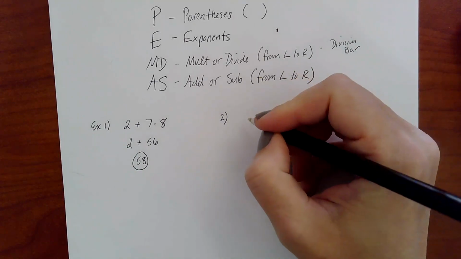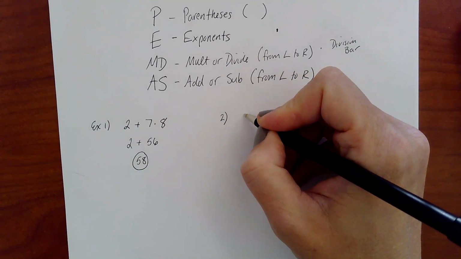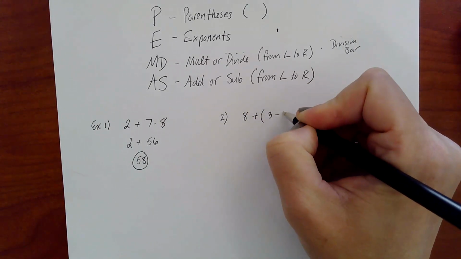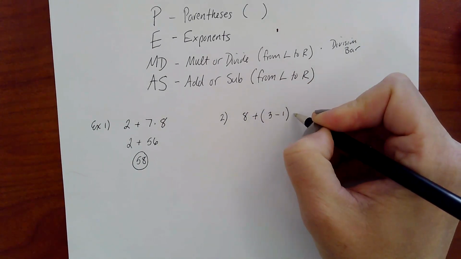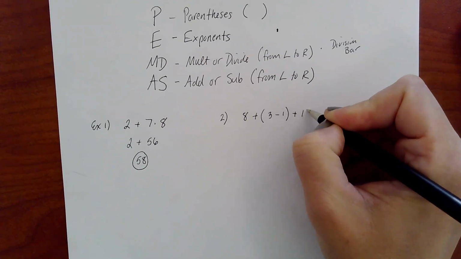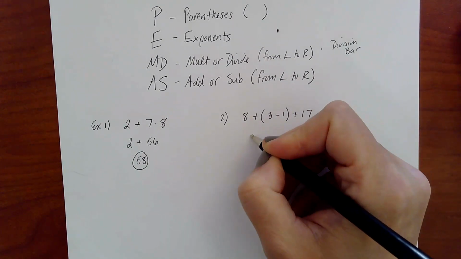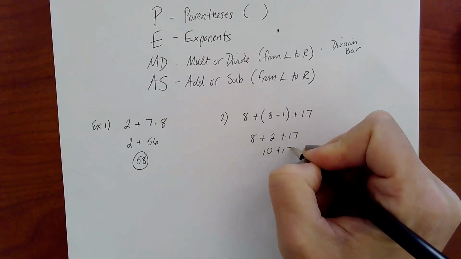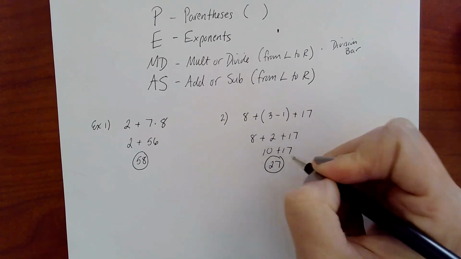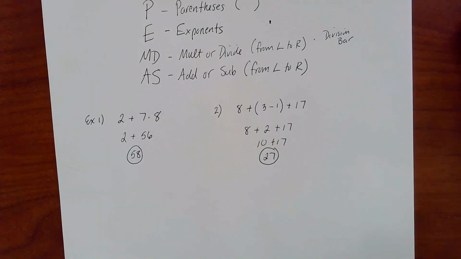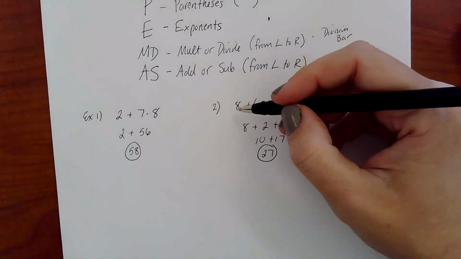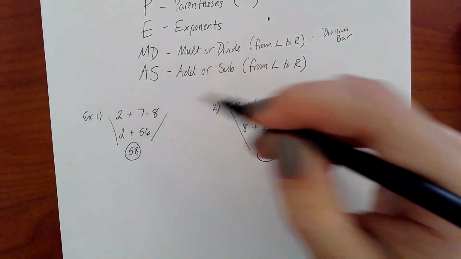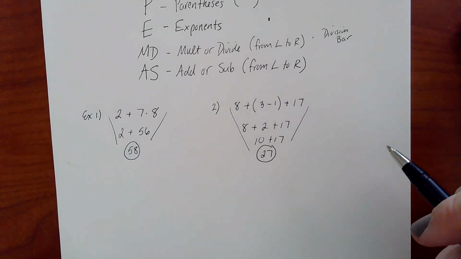All right, let's try one with parentheses. Let's say 8 plus (3 minus 1) plus 17. You'd have to do the 3 minus 1 first. Now it's all adding: 10 plus 17, and you would be done. Notice how I am showing my work. There's no equal sign. I'm solving these expressions. You're going to get these, and they're going to go down the page like that.